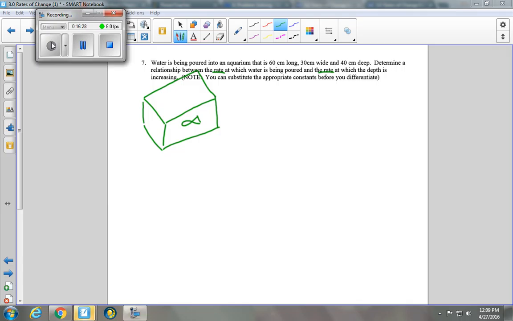Okay, so we got our fish tank. The formula for the volume of our fish tank is really just going to be length times width times height. Now, the length and the width, we don't really care about, right? We're talking about the rate at which water is being poured in, so that's volume, and the rate at which the depth is increasing. So we're looking at H as the depth.